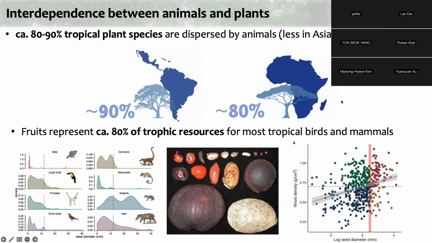Okay, we also know that it's mostly the large primates, the large toucans, the tapirs, and so on, that are able to feed on big fruits with large seeds and able to disperse these seeds. And normally these correspond to trees with high wood density, which are able to store more carbon. So another large part of my recent research is focused on these consequences of defaunation for these processes.